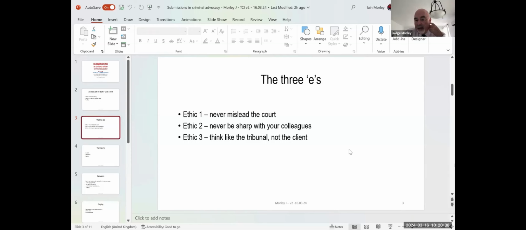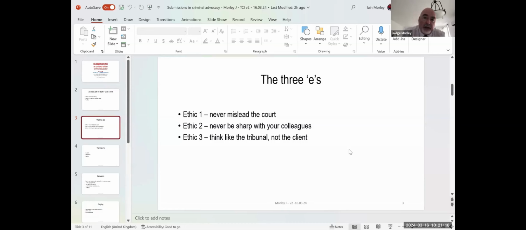And then the third ethic is you want to think like the tribunal, not like the client. You're the one with the training. It's not your role to go into court, be a gunslinger and shoot the place up and basically shoot at whoever the client says, have a shot at that person. Your job is to try and persuade the tribunal of the client's position, whether you're prosecuting or defending in criminal work. You don't persuade a tribunal by just being a gunslinger shooting people up in court.